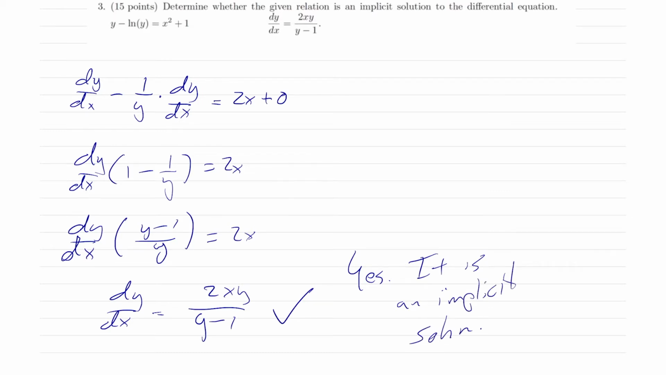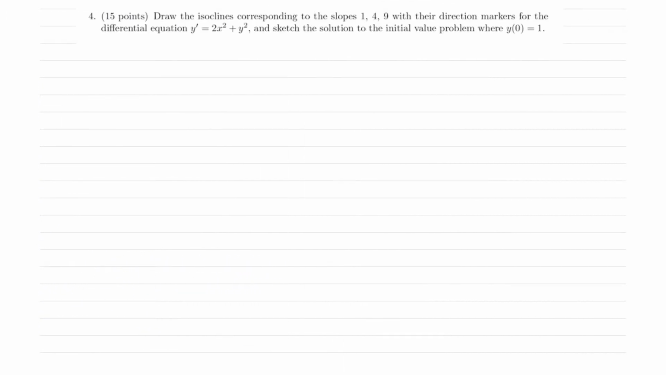All right, good. All right, let's go to the next one. Number 4. Draw isoclines corresponding to slopes 1, 4, and 9 with their direction markers for the differential equation y prime is equal to 2x squared plus y squared, and sketch the solution of the initial value problem where y of 0 is equal to 1.